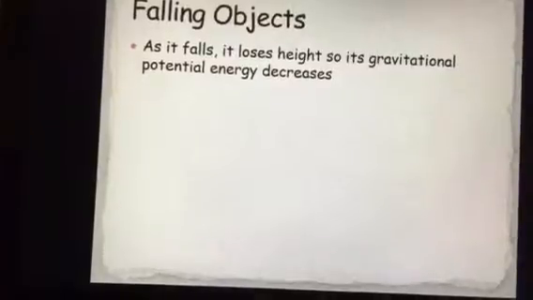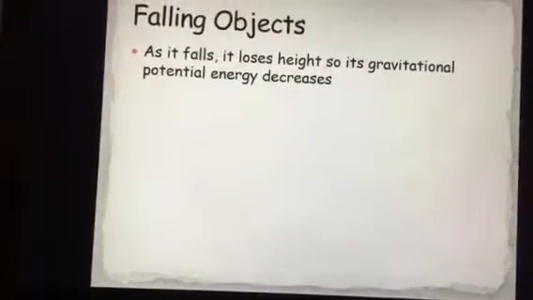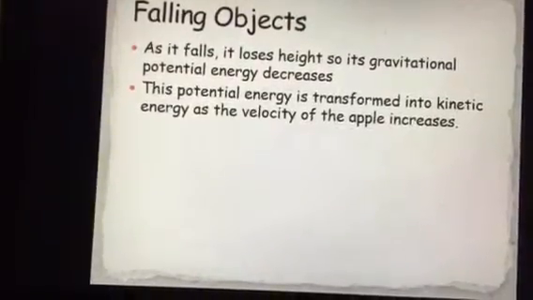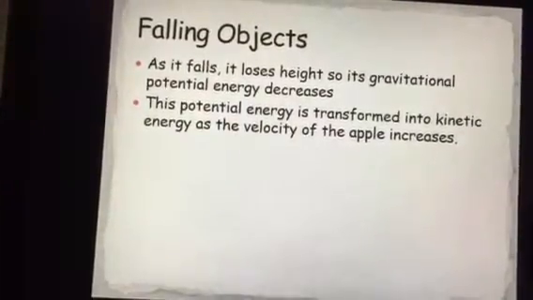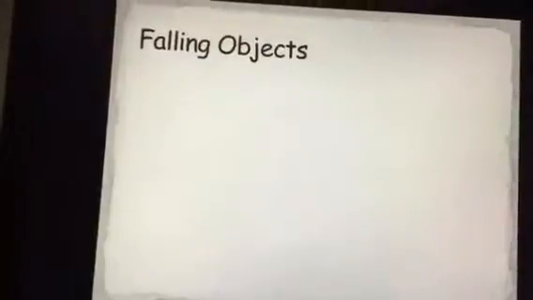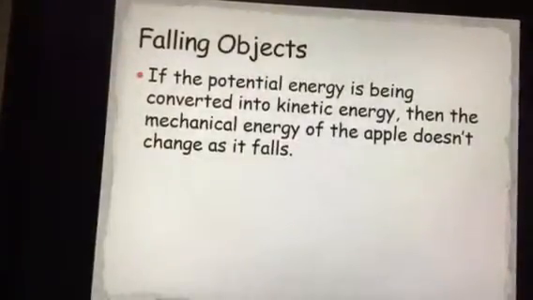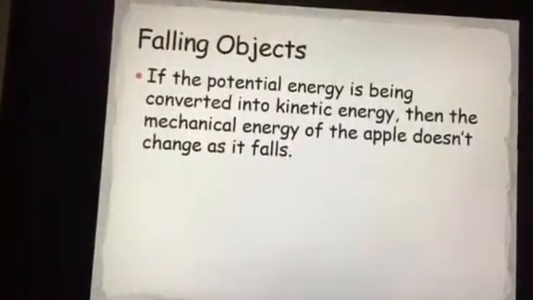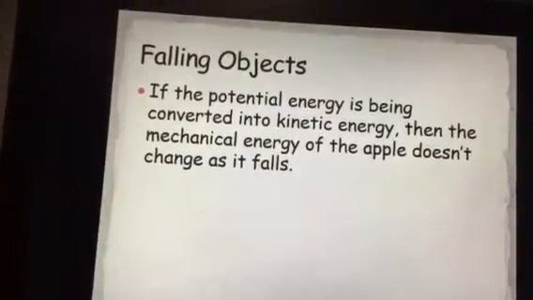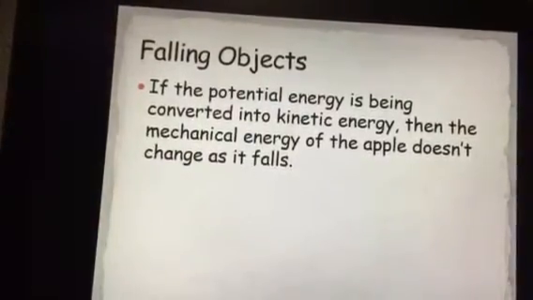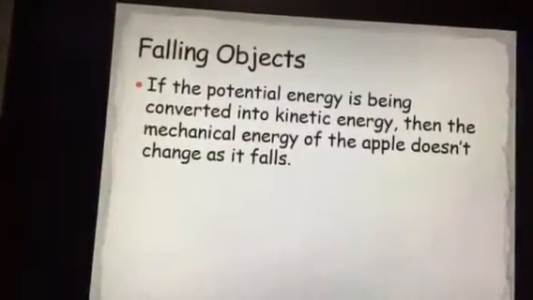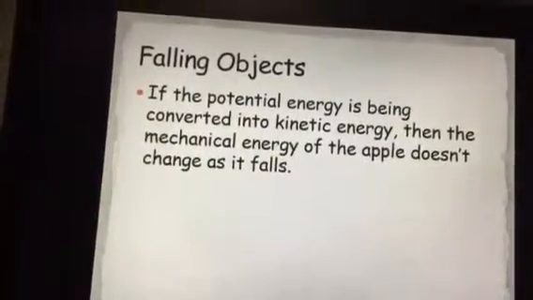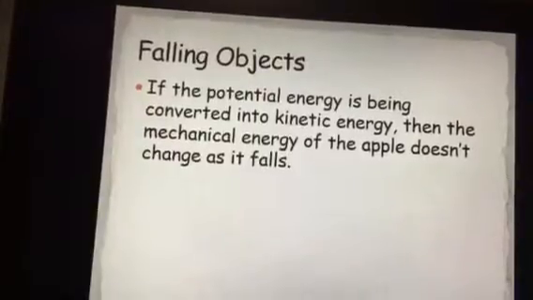As it falls, it loses its height, therefore decreasing the gravitational potential energy and transforming that into kinetic energy, because it's moving and its velocity is increasing. If the potential energy is being converted into kinetic energy, then the mechanical energy of the object does not change as it falls, because it's a combination. So as one goes up, the other goes down. They should always equal the mechanical energy.